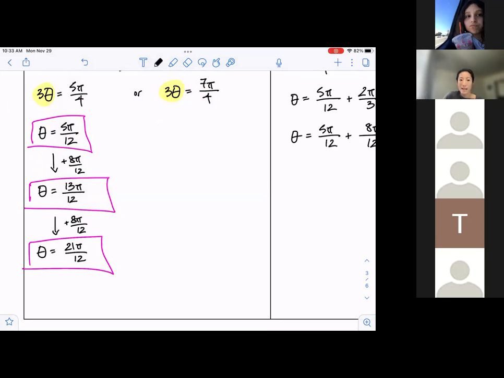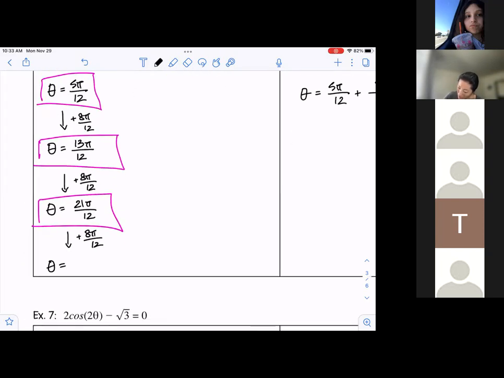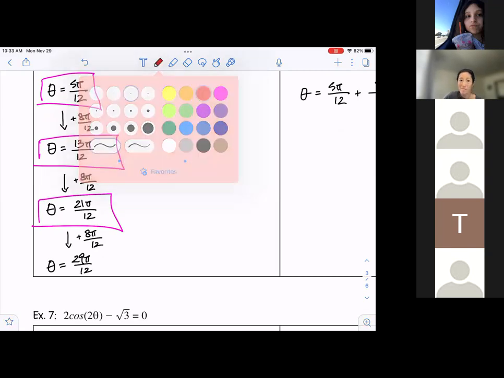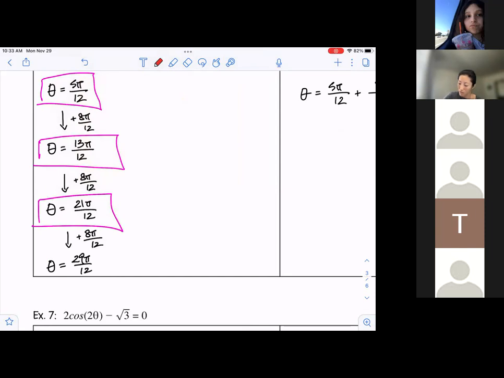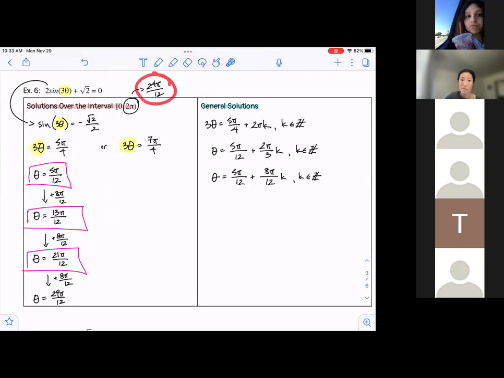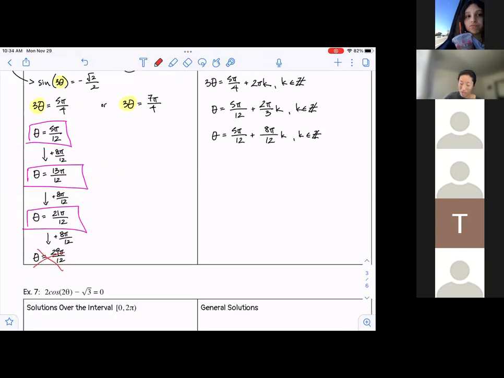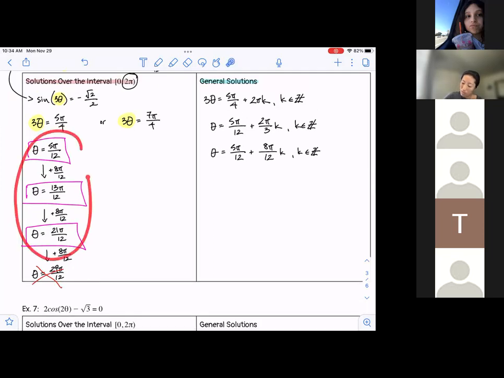Are there more? Can I add 8π/12 more times? No, I don't know. Let's try adding it. Let's see. Plus 8π/12. It's kind of like blackjack, right? We got over the number we wanted. In other words, there were 24π/12 in one rotation of the unit circle. But if I add 8π/12 one more time, I get 29. That's too high. This one is not in our solution, but these three all come from this 3 theta equals 5 pi over 4.